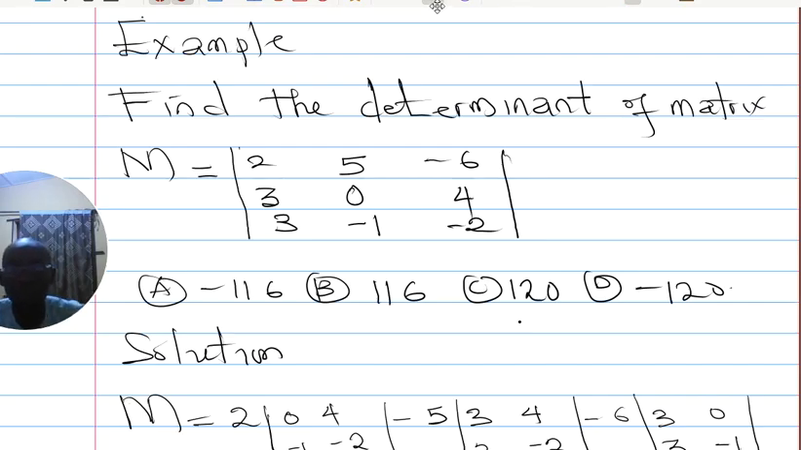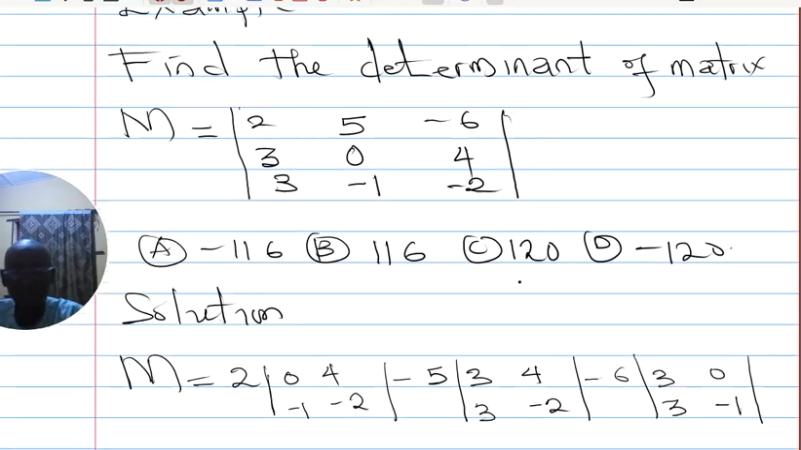To solve this one, look at the way I'm going to do it. I've explained it earlier. Here I can just cross it like this. You can see that the first entry here is 2. Put it here. You now leave the 2 by 2 matrix 0, 4, minus 1, minus 2. That's how we got this one.